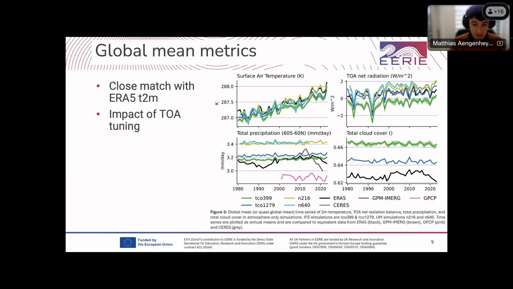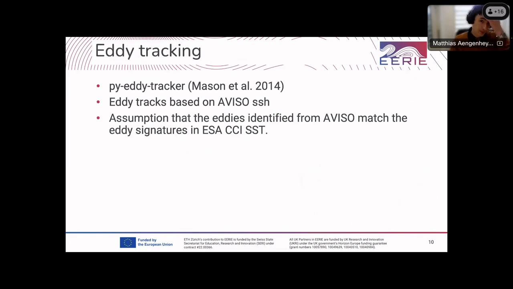Yes, but what I really want to talk about is looking at the local impact, or the local eddy features that we see in the atmospheric impact from these simulations. So many people in EERIE are doing eddy tracking and eddy composites, and so we also want to do this in the atmosphere-only simulations.